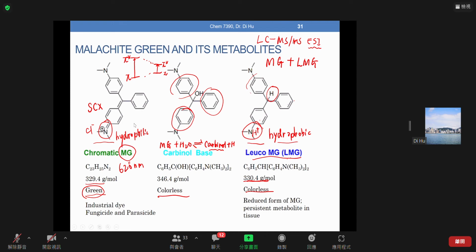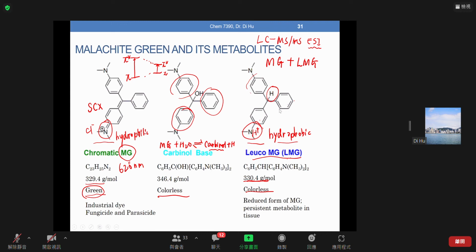If we're using SPE, what kind of SPE column we can use. Think about the conditions for loading and elution. And also the separation technique. Will that be more suitable in GC or LC? Okay, this one obviously LC is better, right? So this one becomes more polar here, not really suitable for GC.